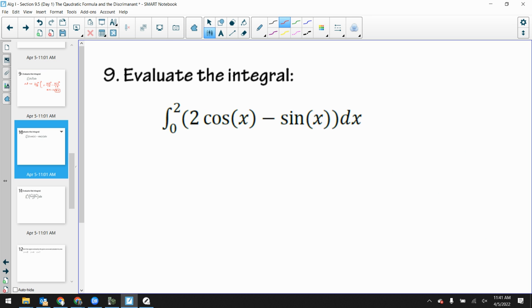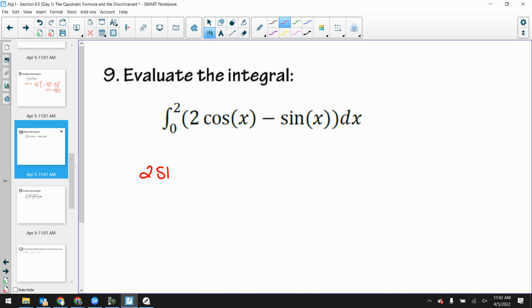Let's do some trig. Okay, you might need to brush up on your antiderivatives. That might be something to look at. Look at those tables of what is the antiderivative to each piece. Okay, so we want to find the antiderivative. 2 cosine x. What is the antiderivative of cosine? Positive sine, right? Positive sine.